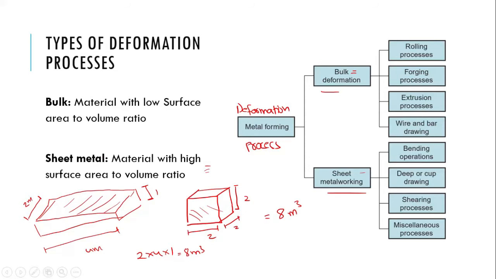Okay, so what we have seen is that the deformation process or the metal forming process can be further classified into the bulk deformation and the sheet metal working. And what is the difference between the bulk and the sheet metal? The bulk has a lower surface area to volume ratio, while in the sheet metal the surface area to volume ratio has a higher value.